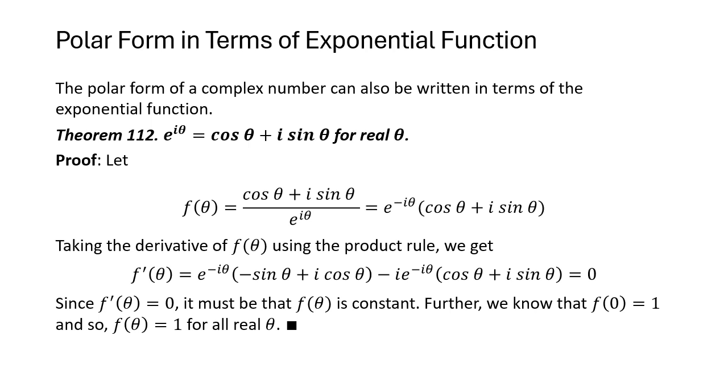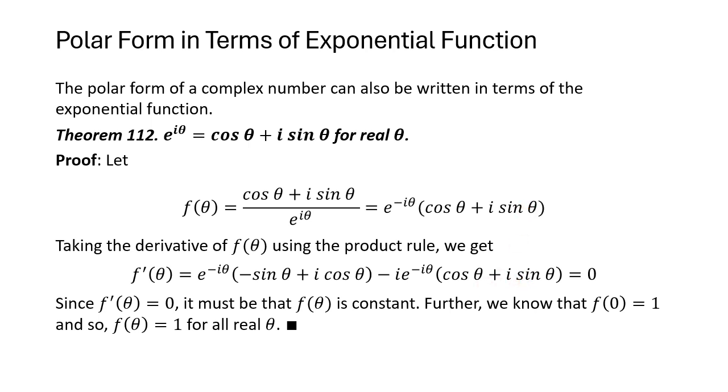Okay, now getting to the theorem, it's pretty easy to prove. We let f of theta equal cosine theta plus I sine theta over e to the I theta, which we can write as e to the minus I theta times cosine theta plus I sine theta. We take the derivative of f of theta. If you recall how that works, it's the product rule. It's the first term times the derivative of the second, which is minus sine theta plus I cosine theta. Then the derivative of the first, where you use the chain rule to get minus I e to the minus I theta, times the second term.